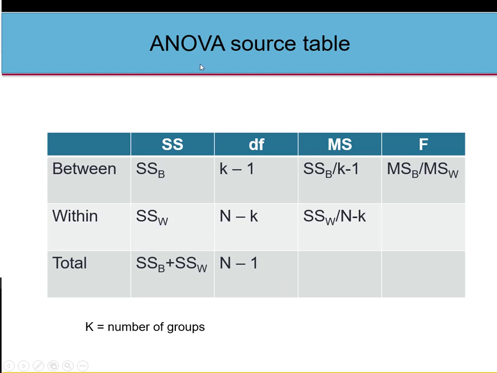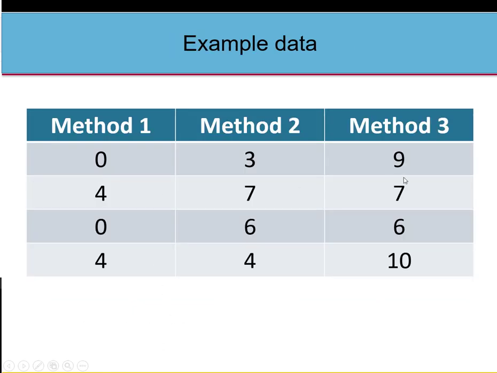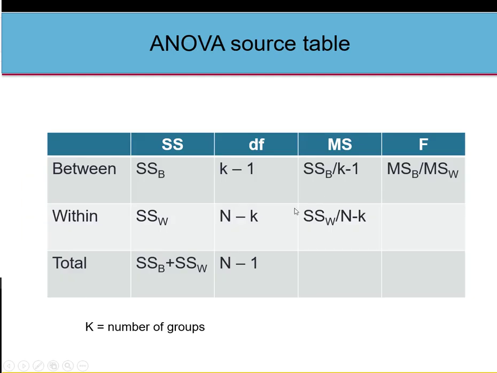So you'll see an ANOVA source table, and I just kind of want to tell you what this means. We have the sum of squares between, and then we have the sum of squares within. We have degrees of freedom k minus 1, where k is the number of groups. So we have 3 groups, so k is 3, and then n is 12. So k minus 1, our numerator degrees of freedom would be 2 in this instance, and our denominator degrees of freedom would be 12 minus 3, so 9, so 2 over 9.